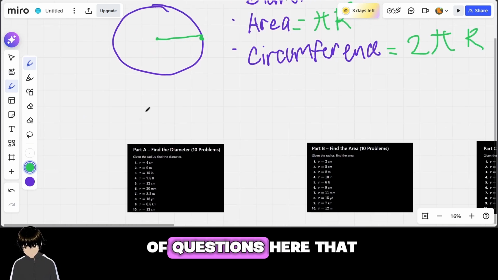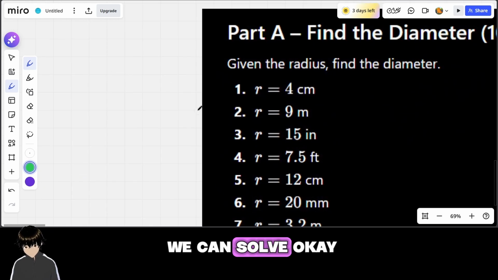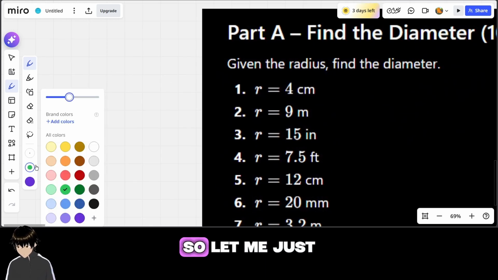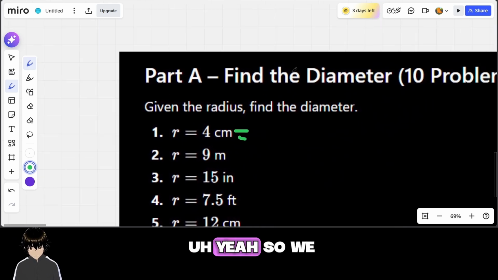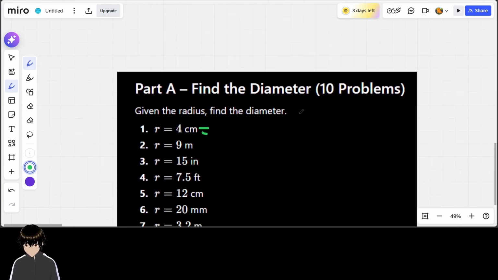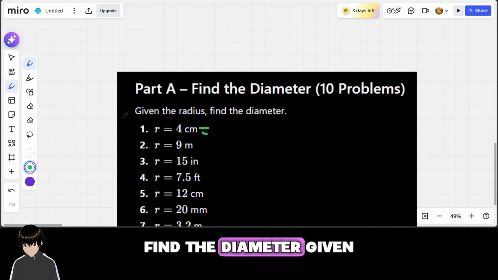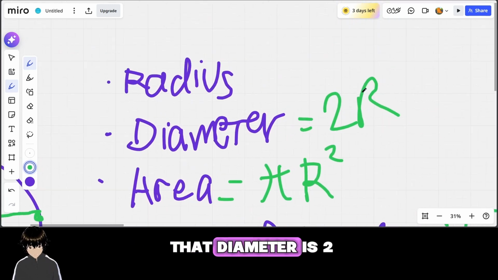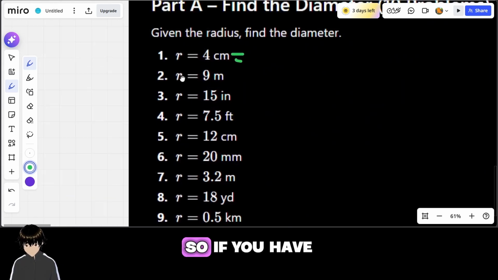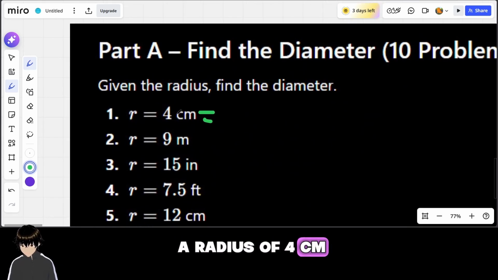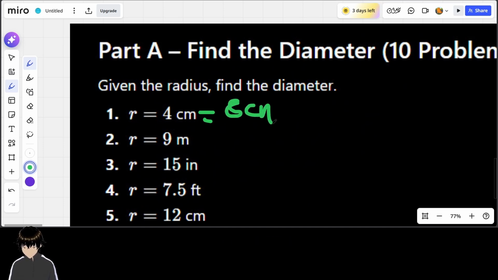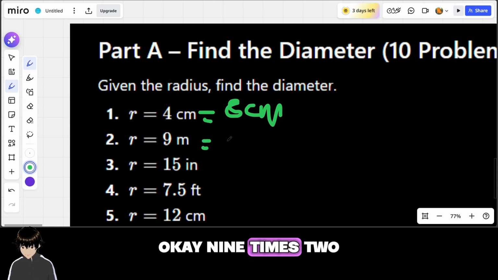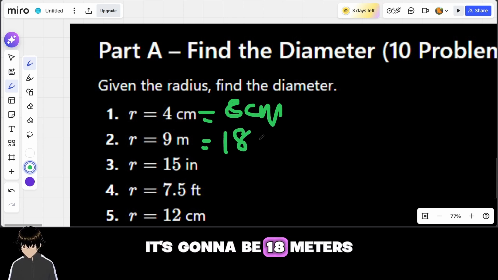I have a set of questions here that we can solve. So we have 4 cm. Given the radius, find the diameter. We just know that diameter is 2 times r. So if you have a radius of 4 centimeters, you times that by 2, it's going to be 8 centimeters. Radius of 9 meters, 9 times 2, it's going to be 18 meters.